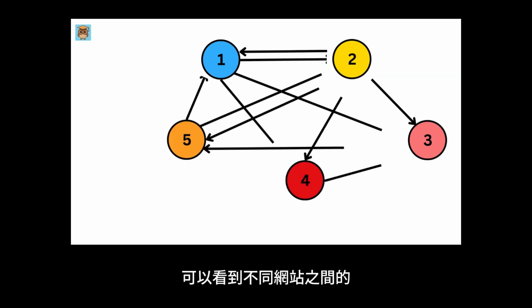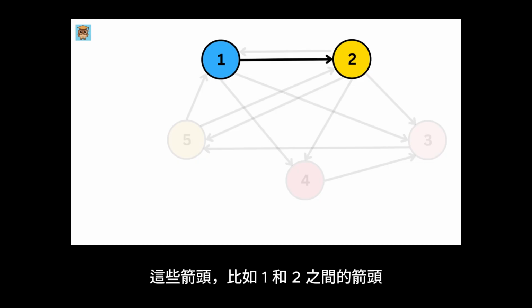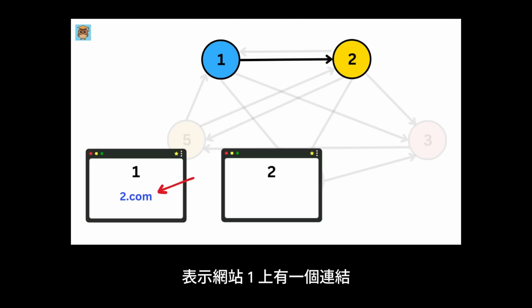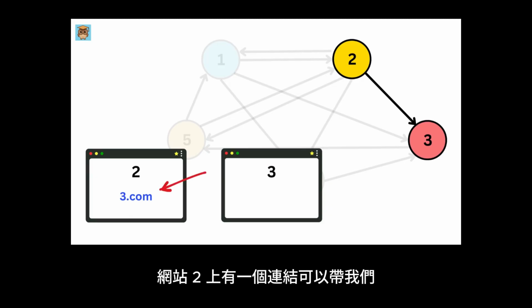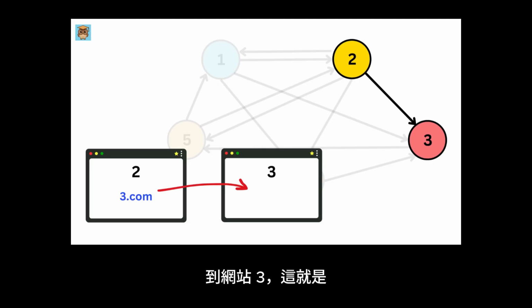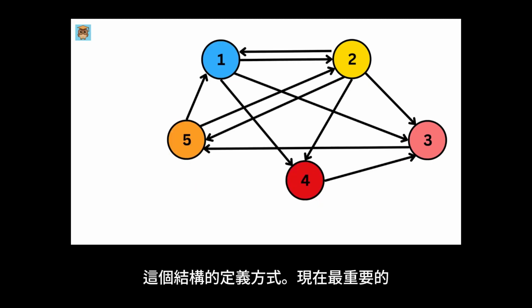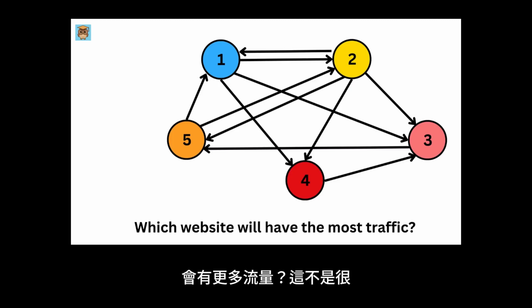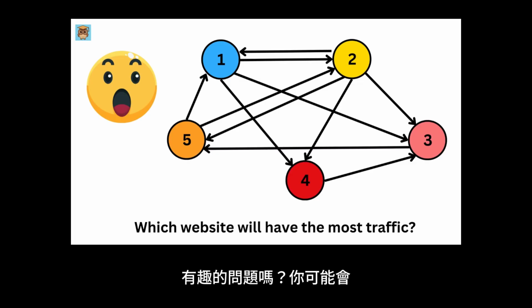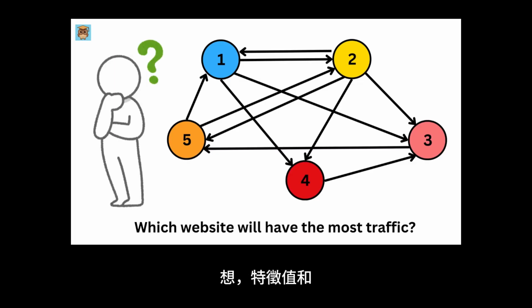Now you can see these rays between different websites, like this ray between 1 and 2 denotes there is a link on website 1, which leads us to website number 2. Similarly, you can see a ray between website 2 and 3, which denotes there is a link on website 2, which leads us to website number 3, and this is how this structure is defined. Now, the most important question here is which website will have more traffic? Isn't this an interesting problem? You might be thinking how eigenvalues and eigenvectors might be playing any role here.